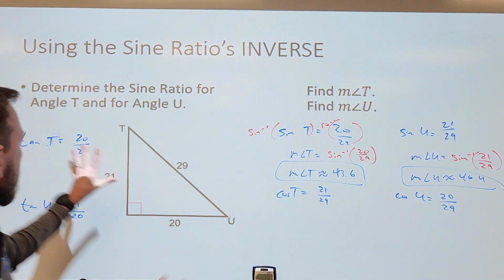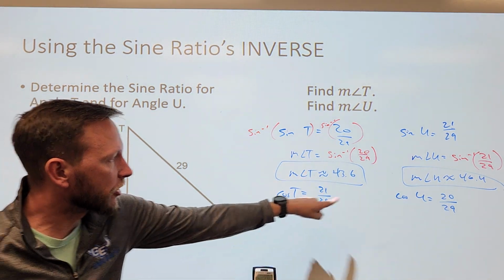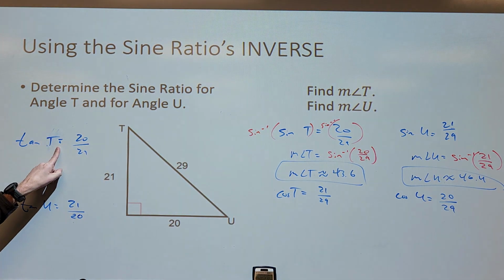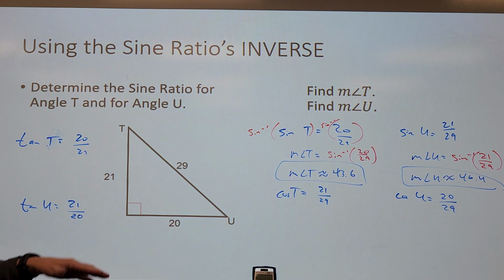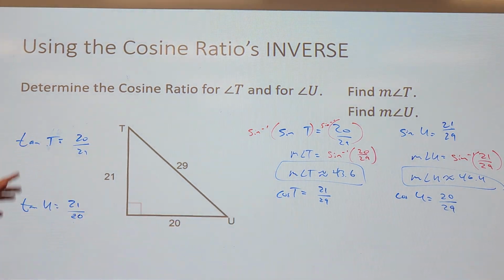Now, the measure of angle T doesn't change. So I know the answer to this question is going to be 43.6. I know the answer to this is going to be 46.4. The answer here is going to be 43.6. The answer here is going to be 46.4. But what we're going to do is find that using cosine inverse, using tangent inverse.